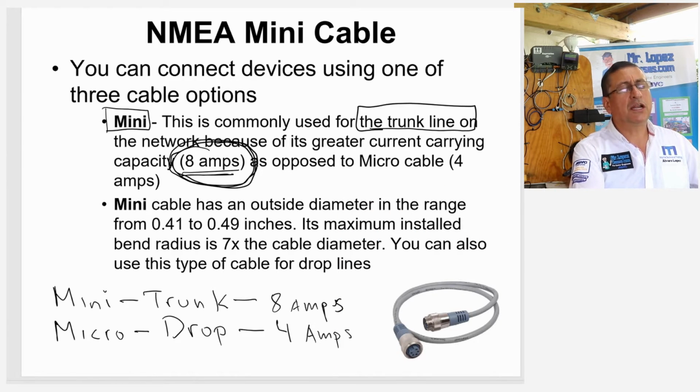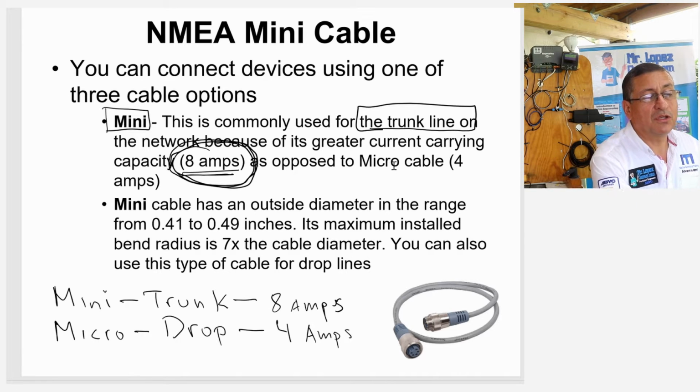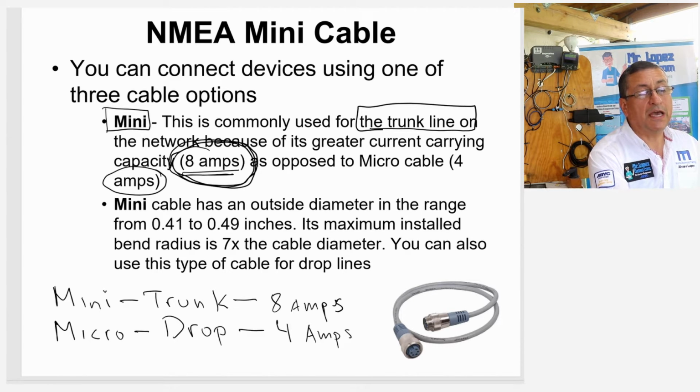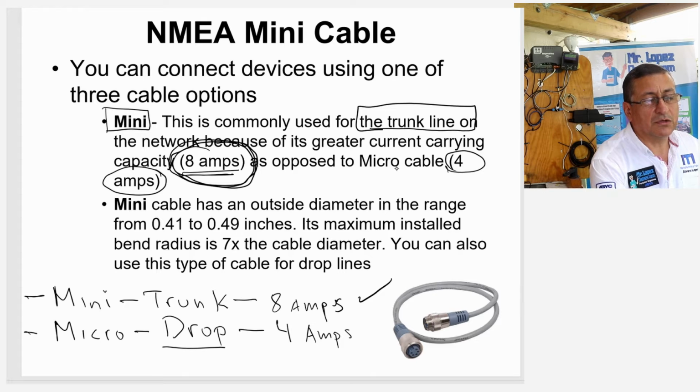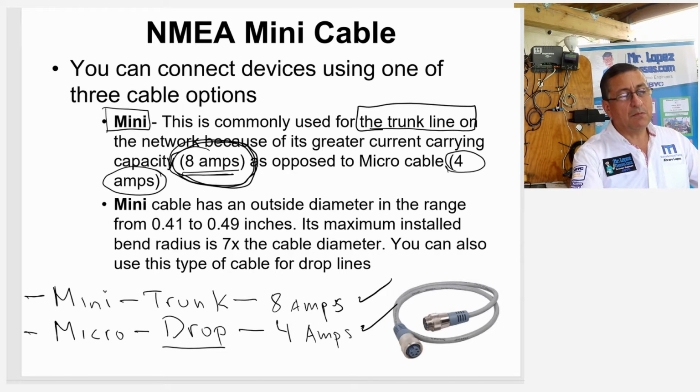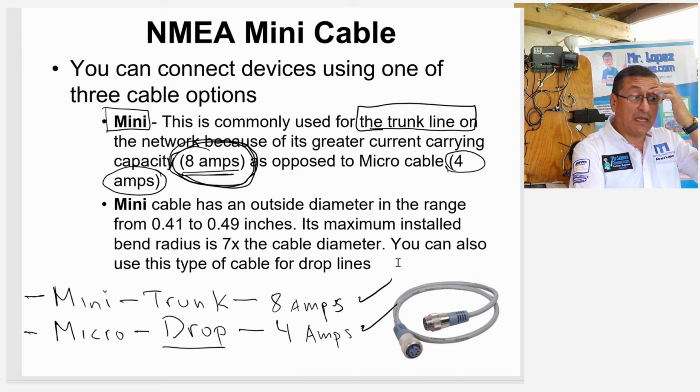Okay, the mini cables are used to create the trunk, to create the backbone, because those cables handle around 8 amps. And the micro cables are excellent for drop lines, because they only handle 4 amps. For that reason, I did that summary at the bottom: mini cables for the trunk, because they draw 8 amps, and micro cables for drop lines, because they move 4 amps. This is the most important part. I want you to keep in mind that information.